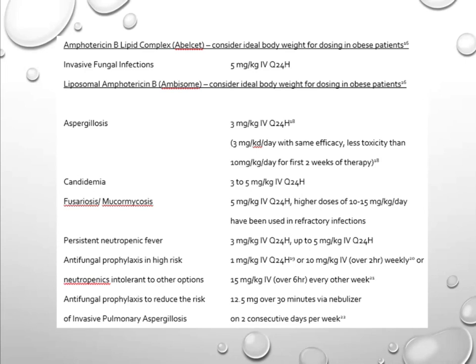There's very limited data on using AmBisome prophylactically, but doses of 1 mg per kg per day, or 10 mg per kg every week, or 15 mg per kg every 2 weeks have been used, and nebulized AmBisome has also been used to reduce the risk for invasive pulmonary aspergillosis.